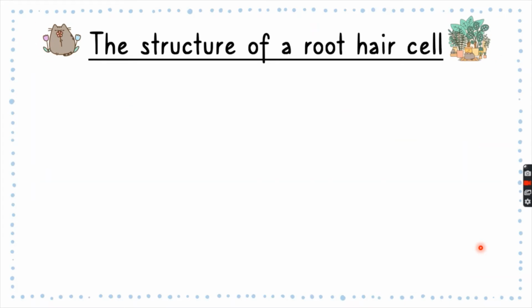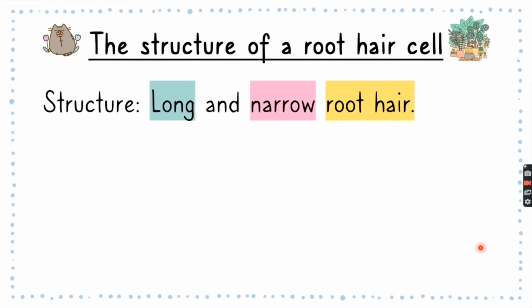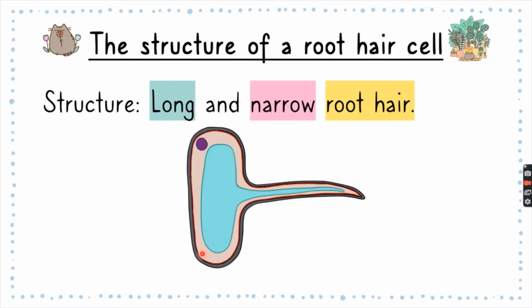Alright, so let's get into the structure of the root hair cell now. So the specialized structure, very simple, is that basically they have a long and narrow root hair. So this is a typical drawing of a root hair cell, and which part is the root hair? It is just this part, the one that's sticking out, that is called the root hair. And that's why we say long and narrow, because it is long and narrow, as in the distance right there is narrow.